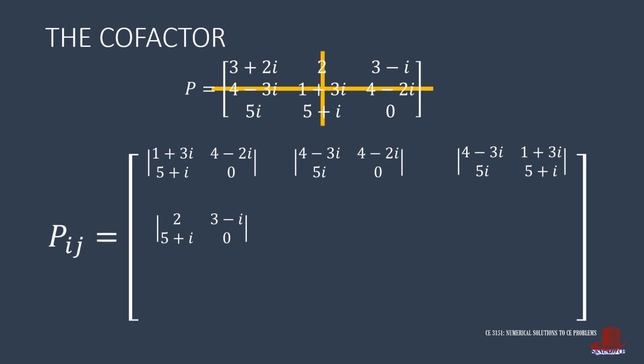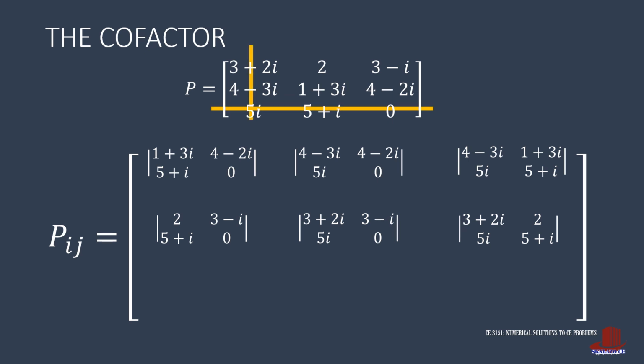Right at the middle of the matrix, the minors taken are 3 plus 2i and 5i, with 3 minus i, with 0. And to complete the second row, the minors are 3 plus 2i and 5i, with 2 and 5 plus i.